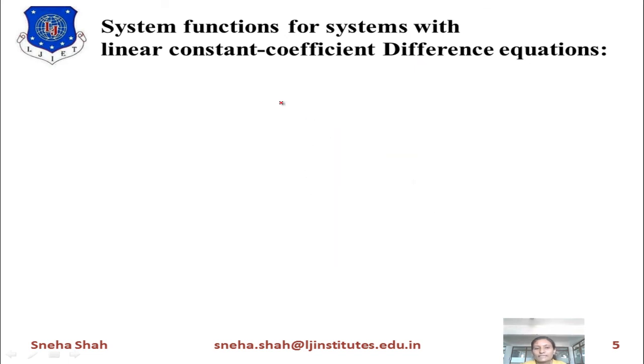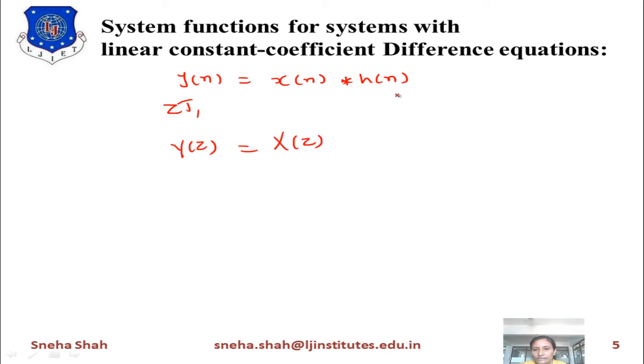Now how will we represent it? You know that y of n equals x of n convolved with h of n for any system, right? Now to find the linear constant coefficient difference equation, first of all we will take the z transform of this. So y of n will convert to Y of z, x of n will convert to X of z, and h of n will convert to H of z.